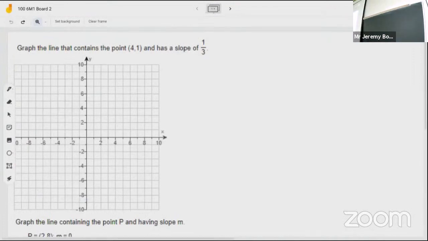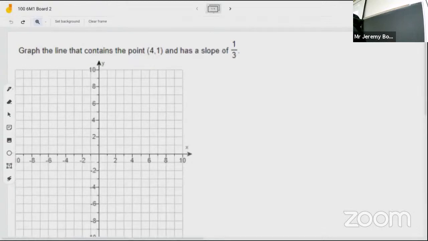We want to graph the line that contains the point (4, 1) and has a slope of 1/3. We have our one point already: (4, 1). Remember, the first value in an ordered pair is an x value, so we have an x of 4. The second one is a y value, y of 1. So 4 and 1 gives us this point right here.